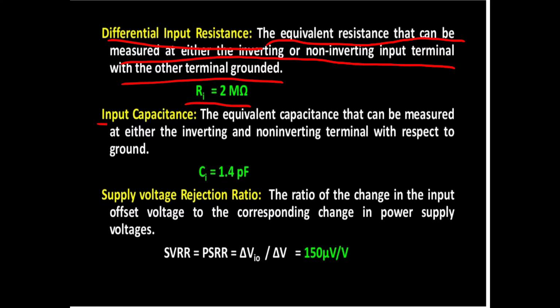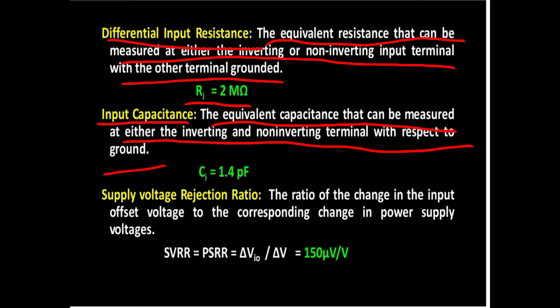Now coming to input capacitance, let's see the definition of input capacitance. It is the equivalent capacitance that can be measured at either the inverting or non-inverting terminal with respect to ground. Here it is the same as for differential input resistance. We can measure the capacitance at the inverting or non-inverting terminal, but the remaining terminal must be grounded. Here the input capacitance Ci is equal to 1.4 picofarads.